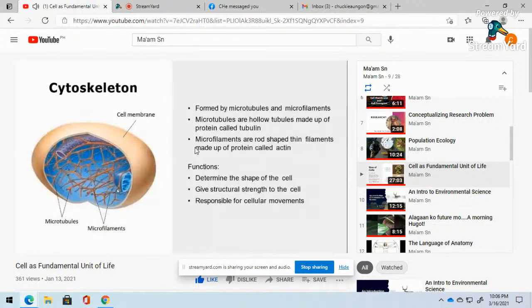So, the cytoskeleton is formed by microtubules and microfilaments, and microtubules are hollow tubules made up of protein called the tubulin. So microfilaments are rod-shaped thin filaments made up of protein called actin. Now the functions: determine the shape of the cell, give structural strength to the cell, and responsible for cellular movements.